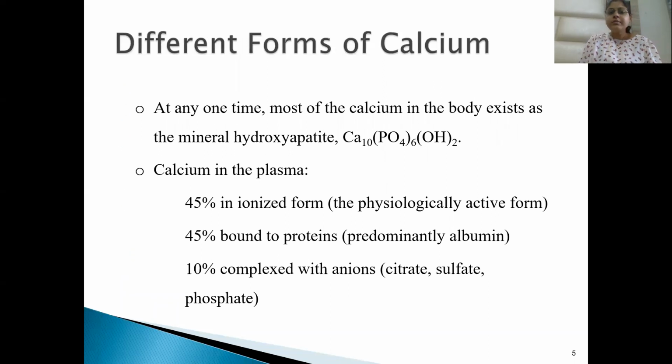Different forms of calcium. At any one time, most of the calcium in the body exists as the mineral hydroxyapatite. Calcium in the plasma: 45% is ionized, the physiologically active form, 45% is bound predominantly to albumin, and 10% is complexed with anions like citrate, sulfate, phosphate.